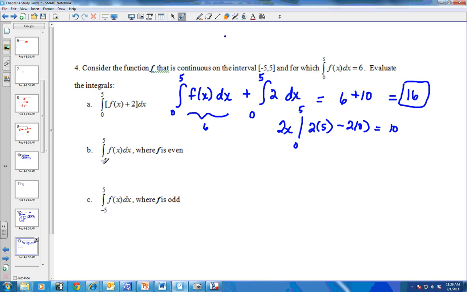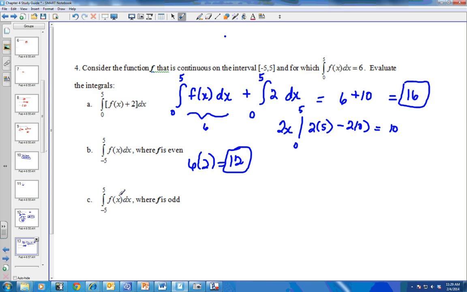Okay, part B says find the area or the integral from negative 5 to 5 of f of x, where f is even. Well, look what they've told us. They've told us that our function is continuous from negative 5 to 5, but they only gave me the integral from 0 to 5. So the area from 0 to 5 under that curve is 6. Well, we should know that even functions are symmetric about the y-axis. So f is even, so that means it's symmetric about the y-axis. So if I know the area from 0 to 5 is 6, from negative 5 to 5, that means it's just double that. So my answer is 12.